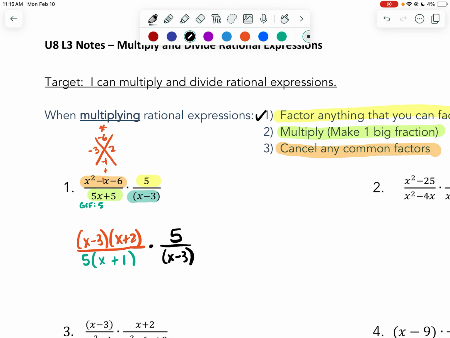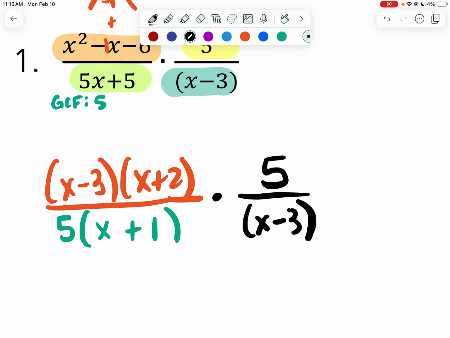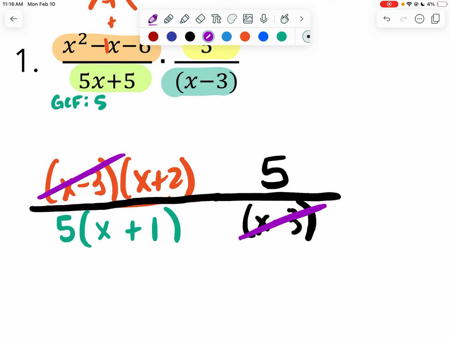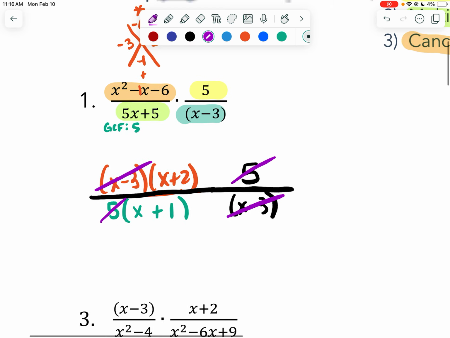So step 2, here's the new part, is to multiply or make it one big fraction. When you multiply fractions, you're just multiplying the top and then multiplying the bottom. So really all this step is we're going to make it one big fraction. And now all 3 of those things are on the top and all 3 of those things are on the bottom. Okay, and now we can cancel out anything that is the same on top and bottom. Okay, so like I see an x minus 3 over here and x minus 3 over here. Those can cancel. Okay, I also have just the 5. There's no plus or minus attached to that 5 or this one, so I can cancel those out. So all I'm left with on this one is x plus 2 over x plus 1.